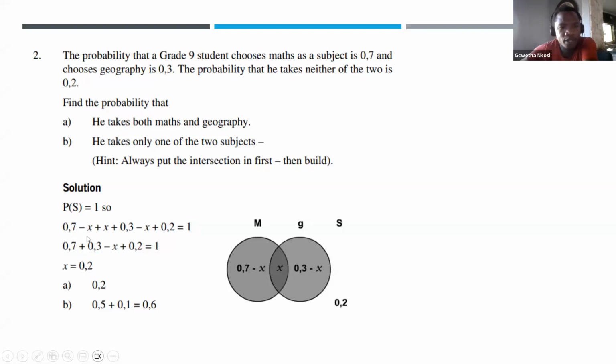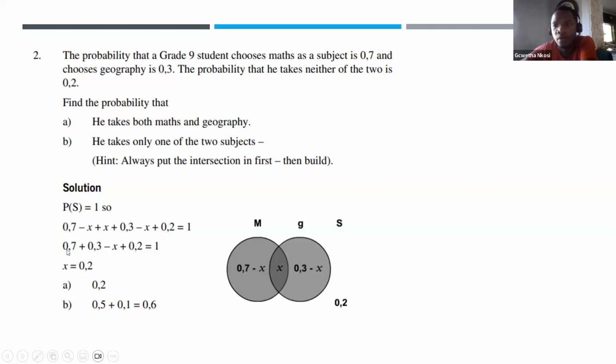So it should be 0.7 minus X plus X, which is this one, plus 0.3 minus X, of which is mathematics only, plus the 0.2, you equate it to 1. So now negative X plus X, that's a 0. So you'll be left with this minus X. So now you'll be left with 0.7 plus 0.3 plus 0.2. So if you add 0.7 and 0.3, that is a 1, plus 0.2, that's 1.2, minus X is equal to 1. Therefore, transpose X to the other side.